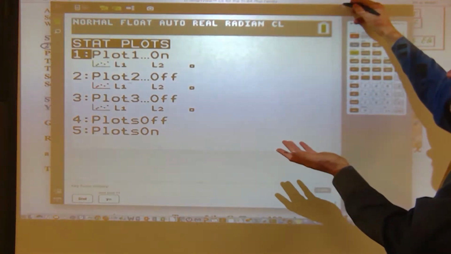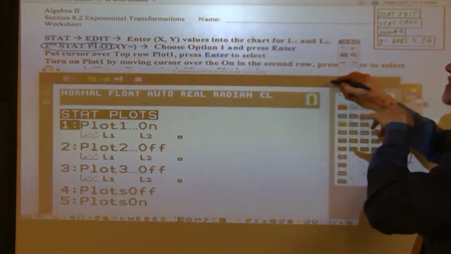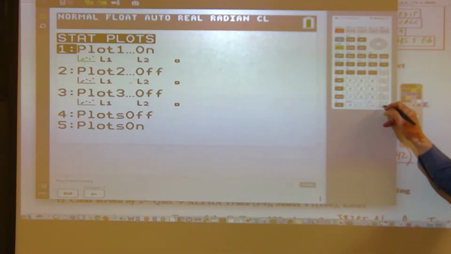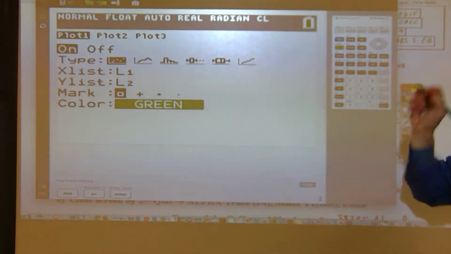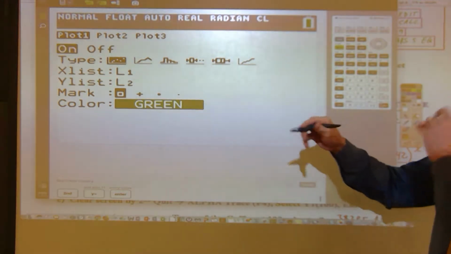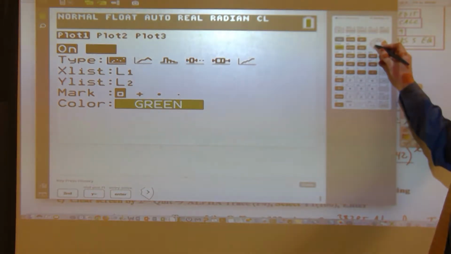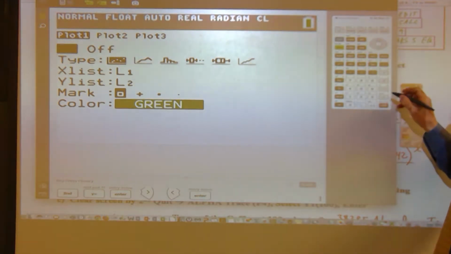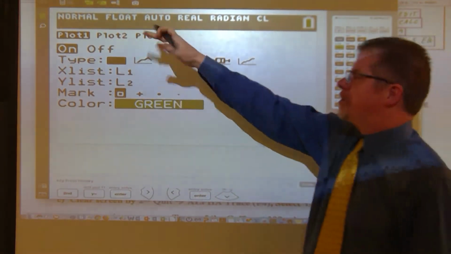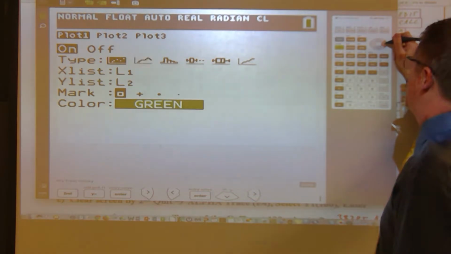And it looks like we have 5 scatter plots we could do. It says choose option 1 and press enter. Okay, option 1 is plot 1. Please join me in pressing enter. And in this one and done procedure, we just want to make sure that we're selecting on. If it's not already on, turn plot 1 on, which can be turned off from the Y equals menu. So if you ever want to turn it off, you don't have to go back and find this. There's a much easier way to turn it off when you want to get rid of it later.